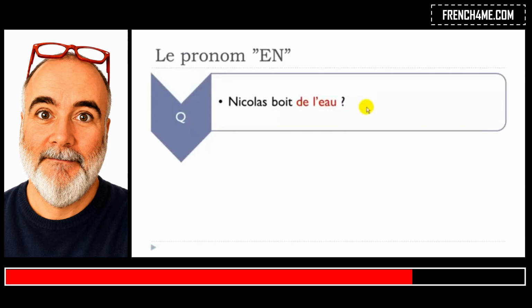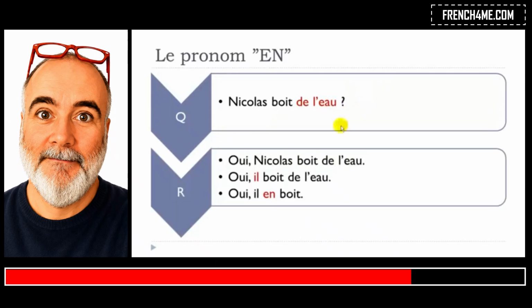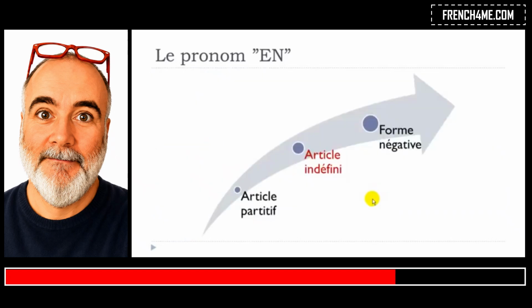Okay, let's see now if you've got de l'eau. Nicolas boit de l'eau. Oui, Nicolas boit de l'eau. Second option, you don't want to repeat Nicolas. Oui, il boit de l'eau. Third option, oui, il en boit. Okay, same rule, en goes before the verb. Boire, here, it's the infinitive form is boire and it's to drink. Okay, de l'eau, some water. D'accord? Okay, let's continue now.